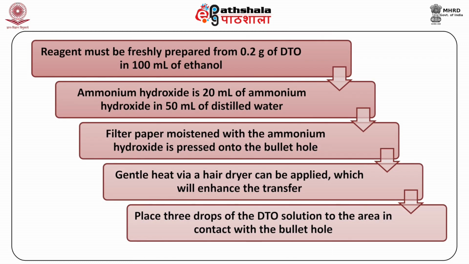The reagent must be freshly prepared from 0.2 gram of DTO in 100 ml of ethanol. The ammonium hydroxide is 20 ml of ammonium hydroxide in 50 ml of distilled water. A filter paper moistened with the ammonium hydroxide is pressed onto the bullet hole. Gentle heat via a hair dryer can be applied, which will enhance the transfer. Place 3 drops of the DTO solution to the area in contact with the bullet hole. A dark greenish gray reaction constitutes a positive reaction for copper. A blue-violet coloration constitutes a positive reaction for nickel.